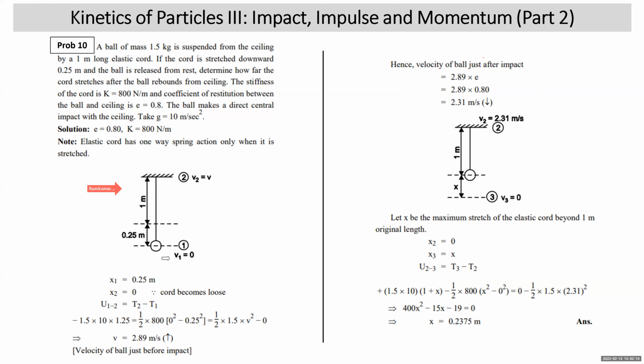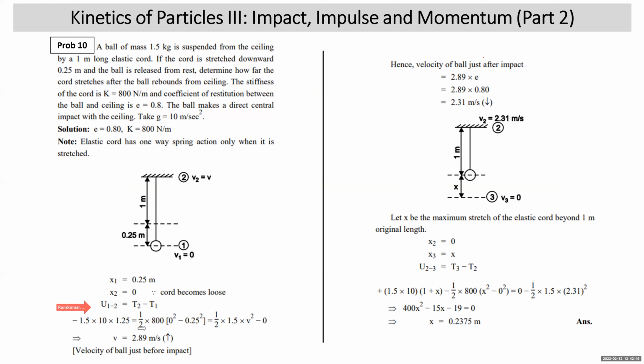In position 1, the velocity of the ball is 0. In position 2, the velocity is v. Now, the ball travels from position 1 to position 2 by 1.25 meter. When the ball is in position 1, the deformation or stretch of the elastic cord is 0.25 meter, that is x1. When the ball is in position 2, the deformation of the cord is nil because the cord becomes loose. U12 is T2 minus T1. The weight of the ball will do negative work. Weight is downward, 1.5 into 10, g is given as 10, into 1.25. Weight is downward, displacement is upward, so work is negative.